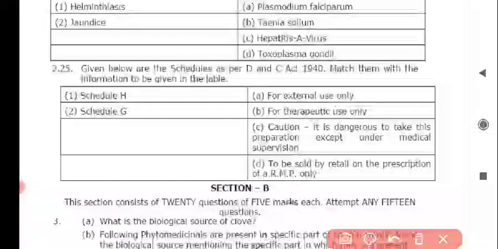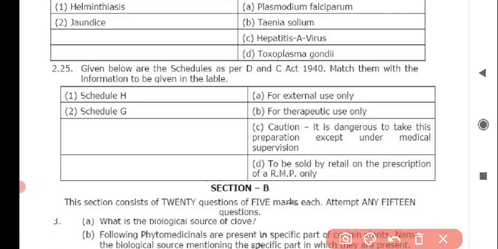Now coming to the last question of today, that is given below are the schedules as per D&C Act 1940, match them with the information to be given in the table. So for the first option, that is schedule H, the correct answer is option D, that is to be sold by retail on the prescription of RMP only. And for the second option, that is schedule D, the correct answer is option C, that is caution, it is dangerous to take this preparation except under medical supervision.